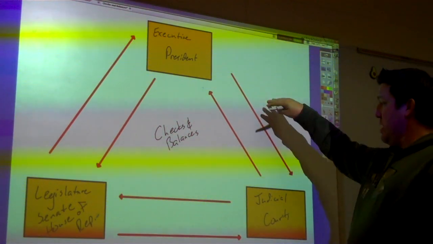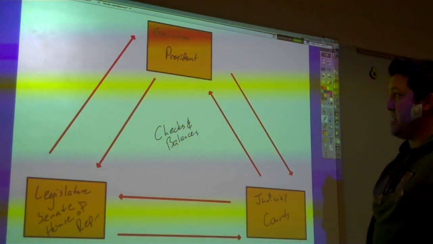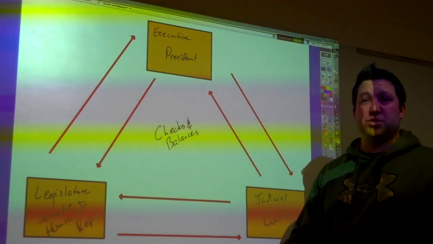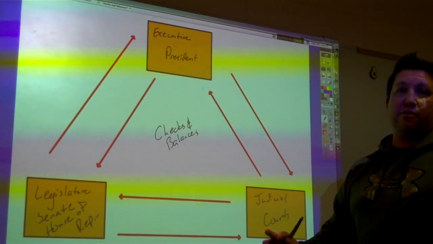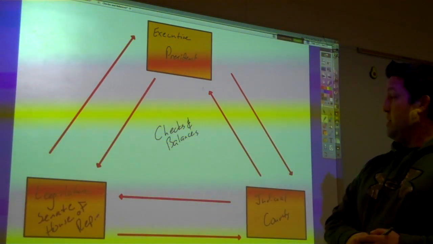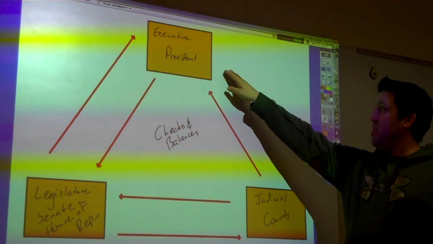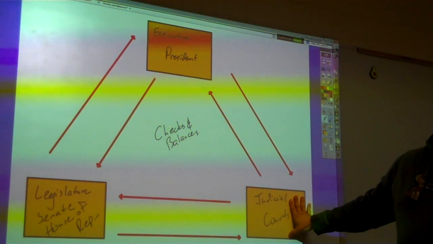So we're going to go around and we're going to do each side. How does each branch check each other and balance their power so one part of the government doesn't get too strong? So we're going to start right here. How does the president check the judicial branch?